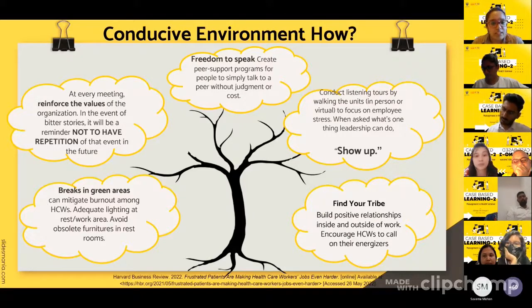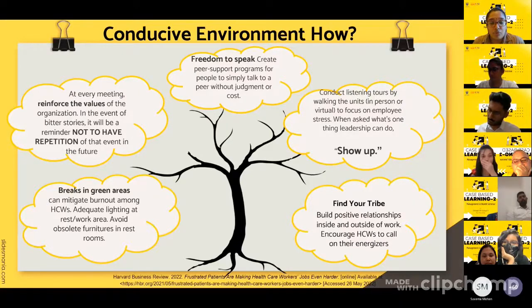Apart from that, I think breaks in green areas, that is also environment related, whereby at least have a proper rest area, a room that has proper mattresses, so that the healthcare workers will be able to actually have a short power nap before they take a drive home. Or even breaks in green areas, you could always let them have a 10 to 15 minute break, just to get out of that whole working place.